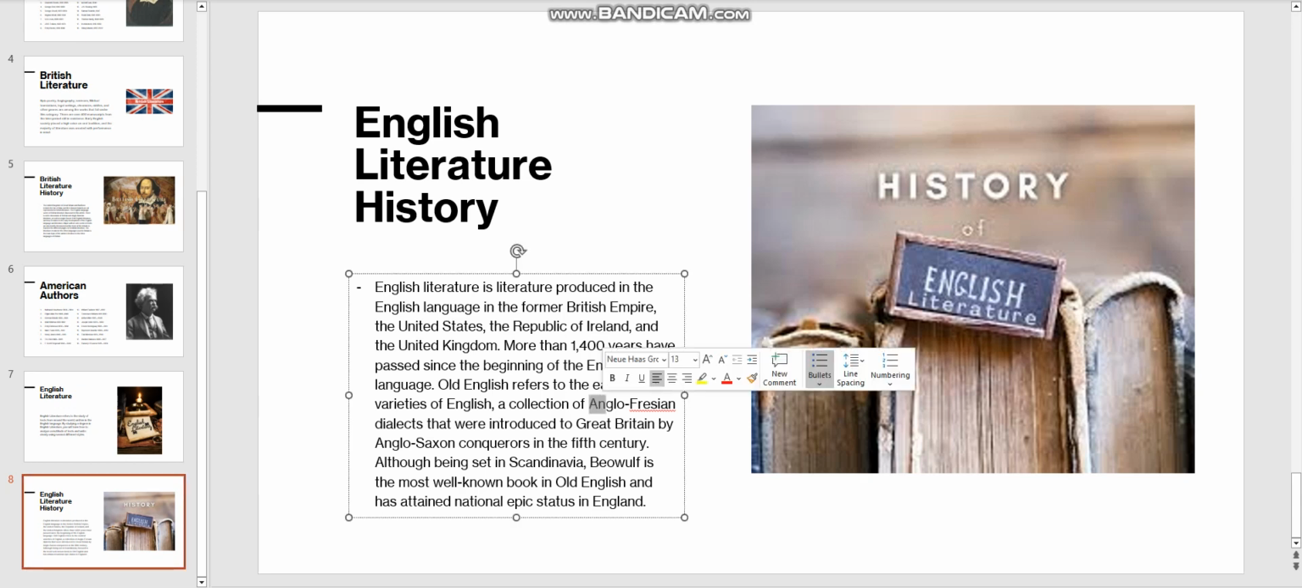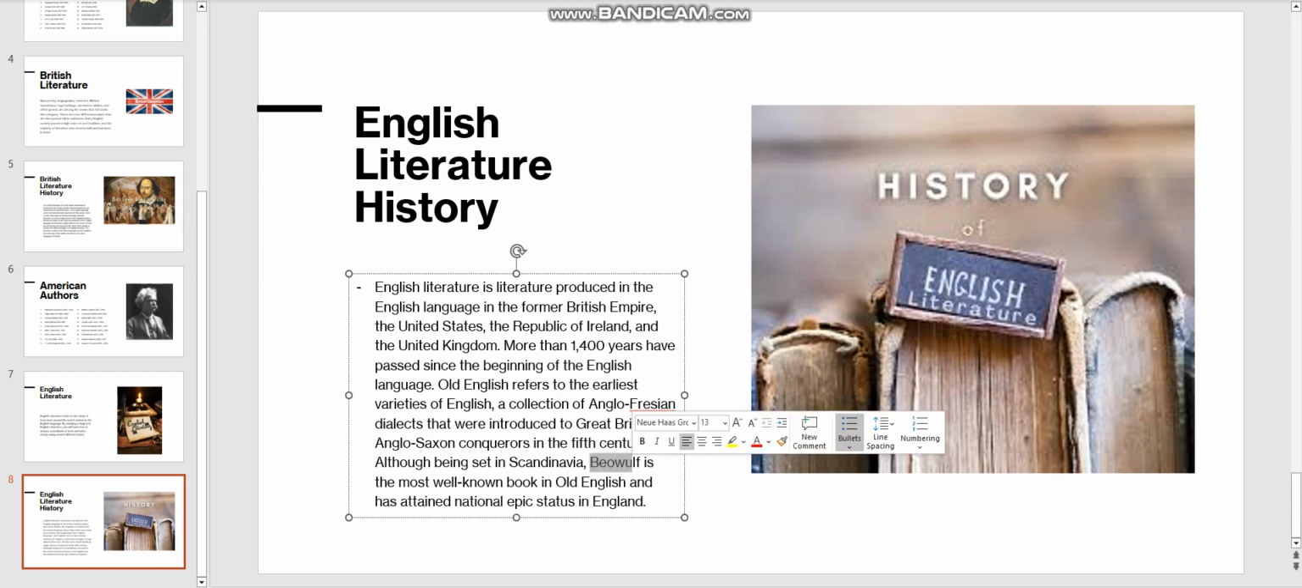Anglo-Saxon dialects, which we have mentioned before. They were brought to Great Britain by Anglo-Saxon conquerors in the 5th century, and they began in Scandinavia. So right here in the unit we saw authors like these, and in one of the lessons we talked about this personality. Beowulf is the most well-known book in Old English and has a national epic status in England. So this is one of the lessons we saw before.